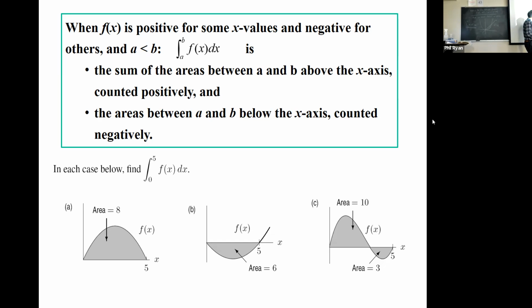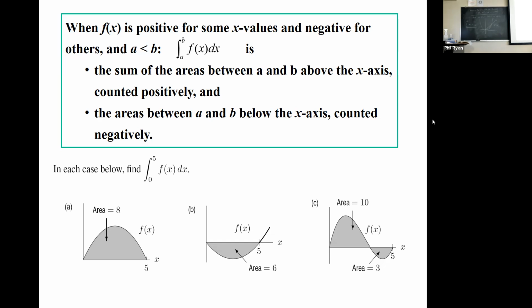Here, now we have a function below the x-axis. Its area here is 6. So therefore, its integral is -6. So remember, area is always positive, just like distance is always positive. It's where you place it that can make it negative. And then the trickier one is right when we have a function like this.